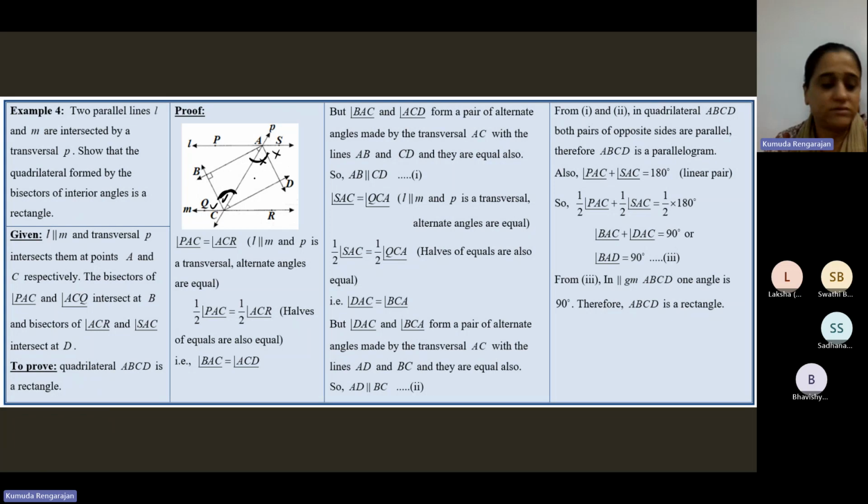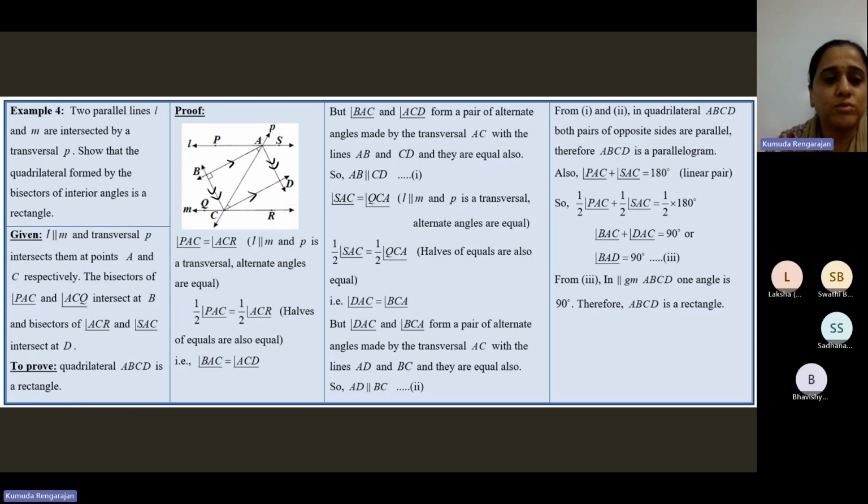These two angles are equal, but they're alternate angles. So this is parallel to this. So we already had this parallel to this. Now we prove that this one is parallel to this one. So it's a parallelogram. Now in this parallelogram, you need to prove that one angle is a right angle. Only then it's a rectangle.